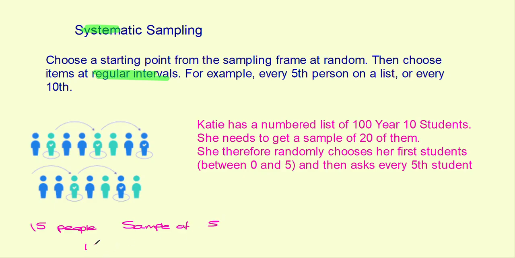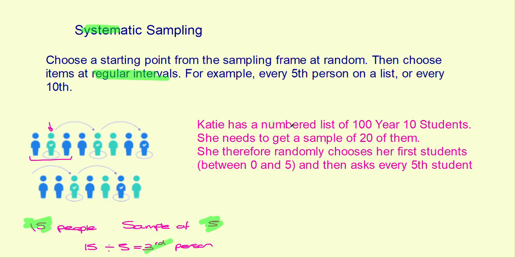What we do is we do 15 divided by 5, which is 3, which means we need to choose every 3rd person. So what you do is you randomly select the first person between 1 and 3. So you might put the numbers 1, 2, 3 in a hat and randomly choose. This person here was the 2nd person, that was the person chosen, and then they jump every 3rd person to create your sample, okay? So it follows the list every 3rd person. So it's always your total number of people divided by your sample size to decide how often you're jumping.